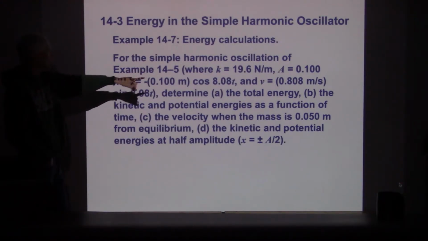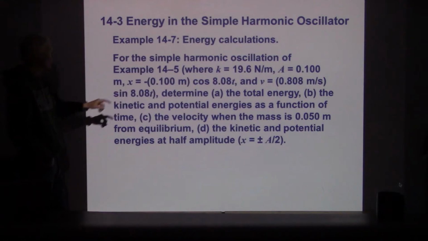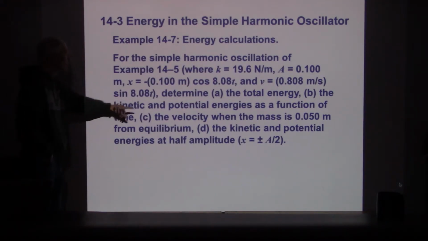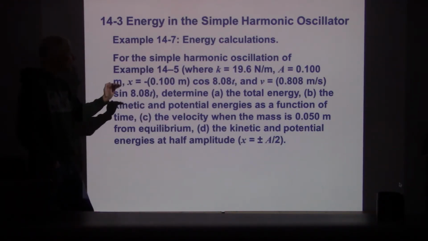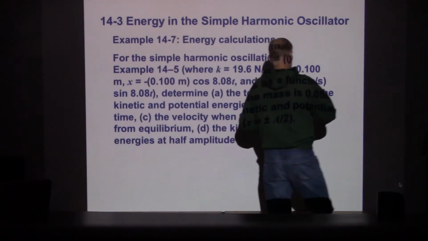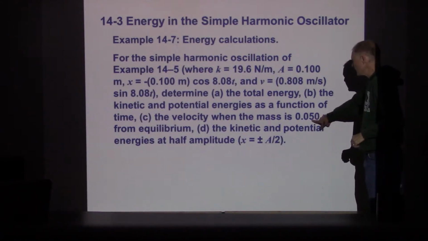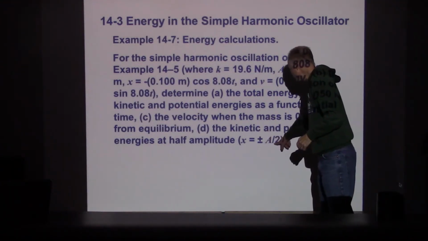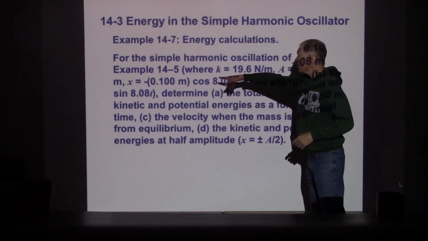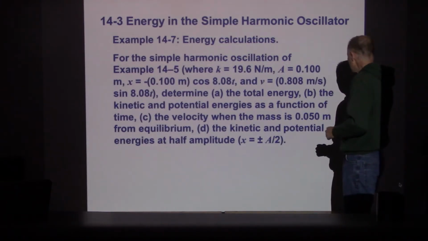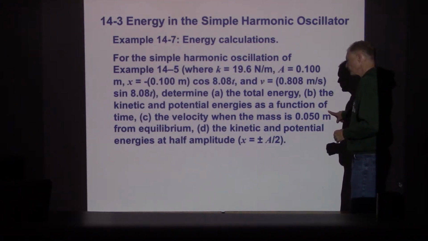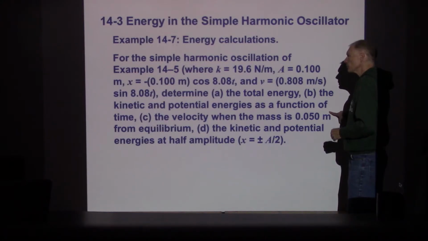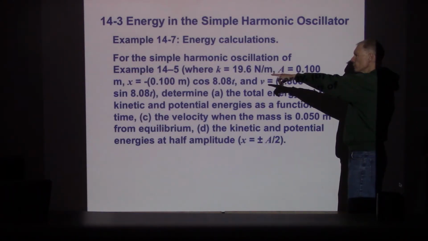So we need the total energy, the kinetic and potential energies as a function of time. The velocity at a particular location. So they're saying right at the 5 centimeter mark, what is the velocity going to be? And then finally, what are the kinetic and potential energies when x is equal to 1/2 of A? So that's the same thing. This is 1/2 A, because A is 10 centimeters.